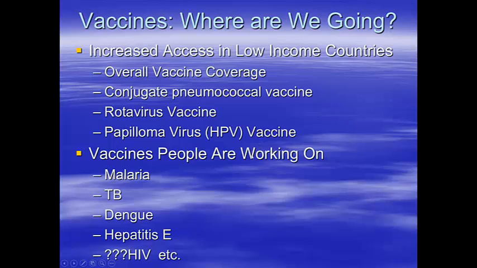Then there's vaccines that people are working on. Malaria, high global burden of illness, but vaccine has been elusive for literally over a century of efforts. Tuberculosis, again, very common disease, needs a vaccine. We need a vaccine for dengue virus, which is a resurgent infection in the tropics, and hepatitis E, HIV. Progress is in different stages against these ones, and hopefully we'll get to talk about the malaria vaccine as an example in our classroom discussion.